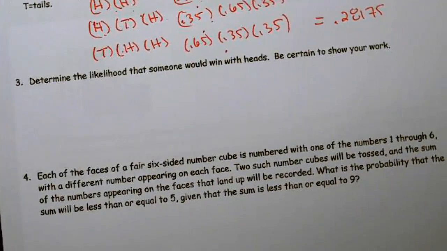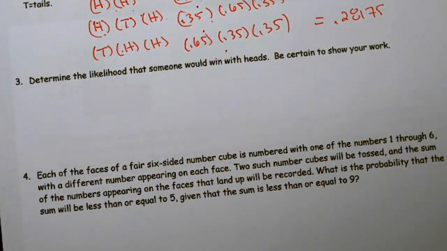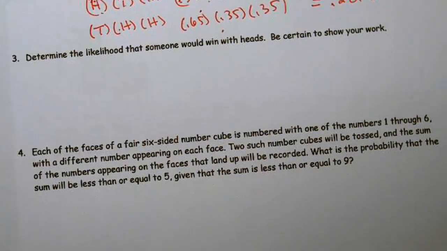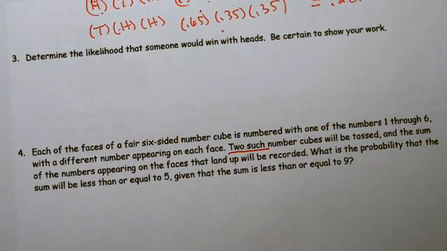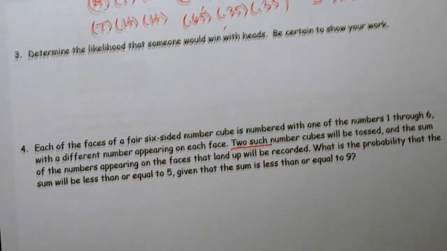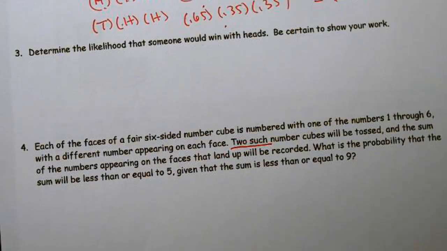Each of the faces of a 6-sided number cube is numbered with the numbers 1 through 6, with a different number appearing on each face. 2 number cubes will be tossed. Anytime I see 2, I'm pretty much sure I'm going to have to do a sample space of some sort or a table. We'll do tables in a later video. And the sum of the numbers appearing on the faces that land up will be recorded. What's the probability the sum will be less than or equal to 5?